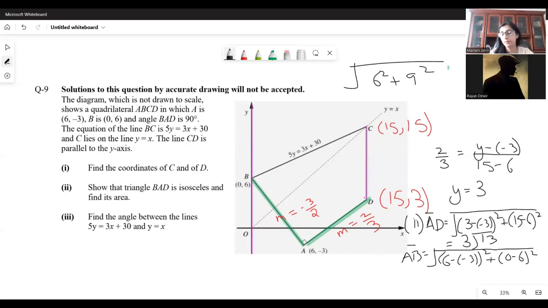And check the same for AB. Should come out to be the same. Yes, Miss. It's the same, 9 square plus 6 square. Okay, so you get 3 square root of 13 again. So you write, hence isosceles.